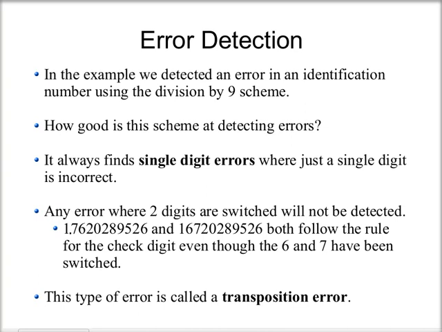So in this case, I've got my identification number here, and I've switched the places of 6 and 7 in these two numbers. So if I made a typing mistake and typed in 167 instead of 176, these both follow the rule for the check digit, even though the 6 and 7 have switched places. But if a computer is using the rule to check these numbers, then they're both going to come up as okay, so it's not going to catch that type of error. And this type of error is called a transposition error when two digits are switched.